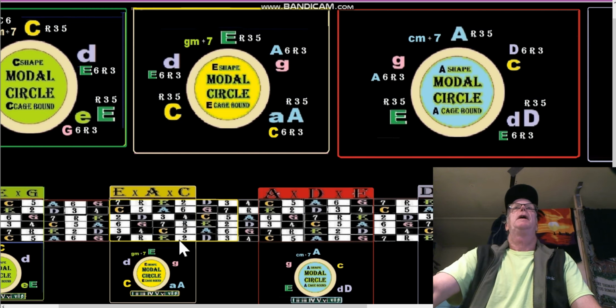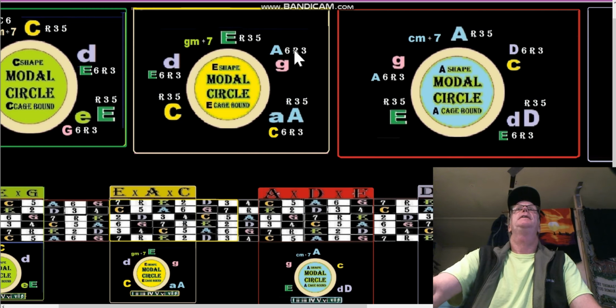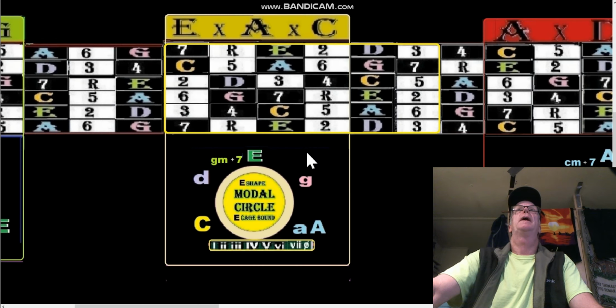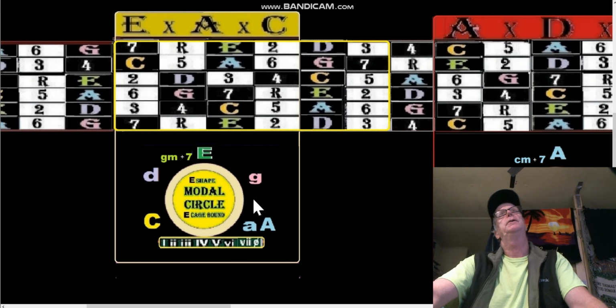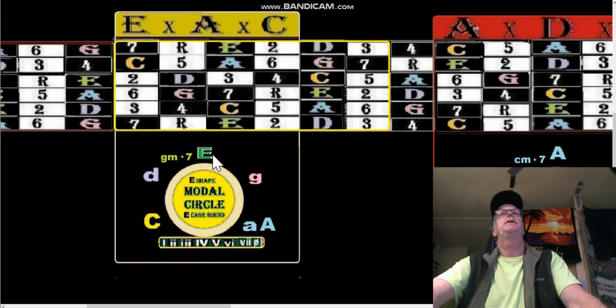So here's the E box, and here's the E with the substitutions. See that? This is the E box without the substitutions. It's just E, G, A, C, D, E, G, A, C, D, goes around in a circle. But this is not a circle of fifths. This is the opposite of the CAGED circle.